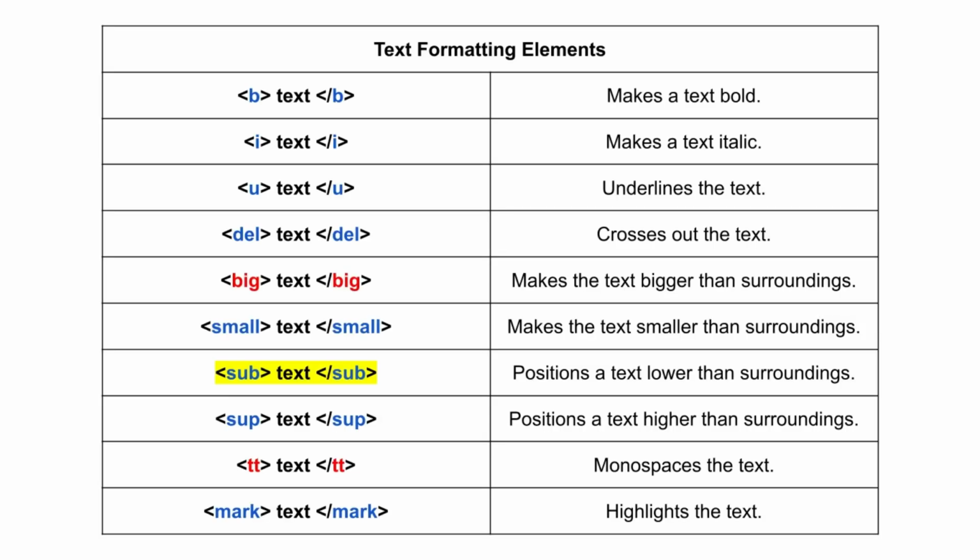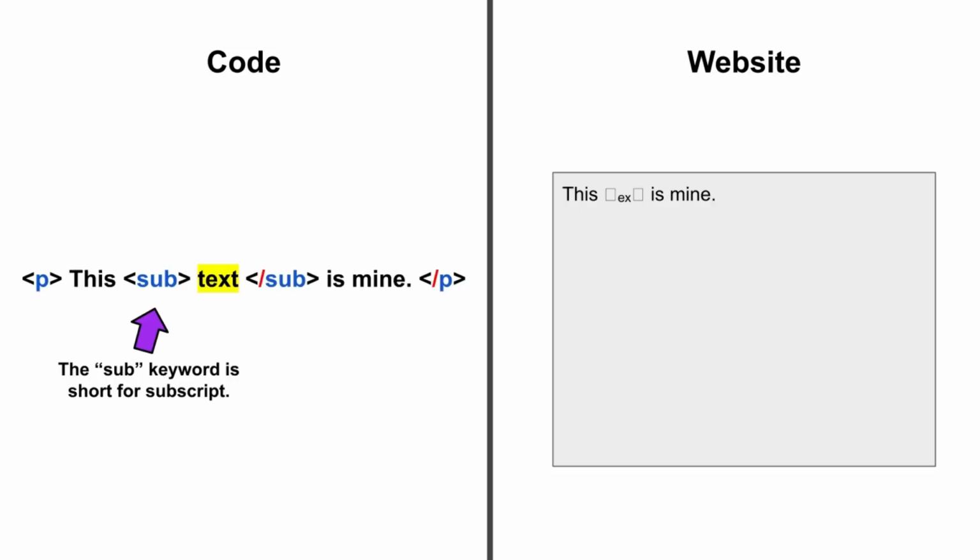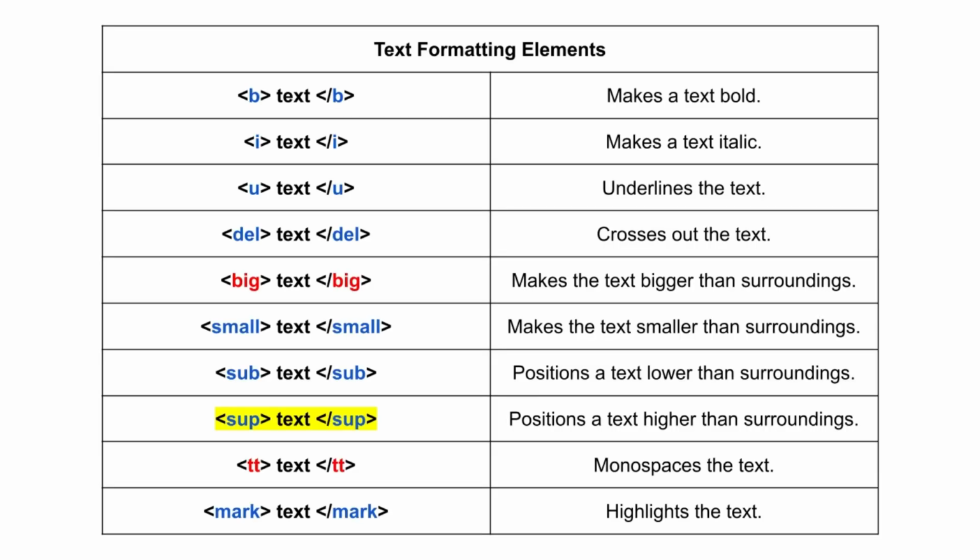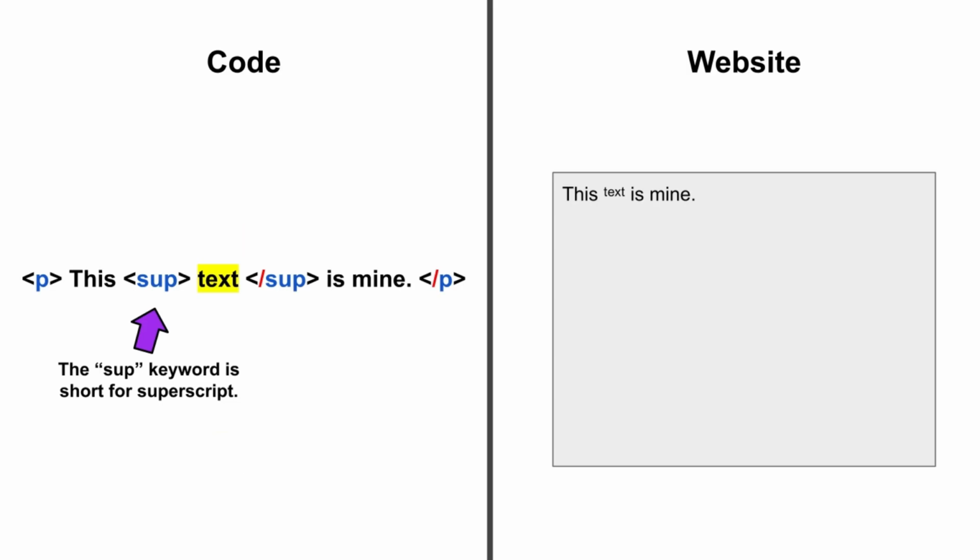The next element is the sub element, short for subscript. It is written using the sub keyword and positions a text downwards and below the normal text position. The next element is the sup element, short for superscript. It is written using the sup keyword. This element is the exact opposite of the sub element and positions a text upwards and above the normal text position, kind of like exponents from algebra.